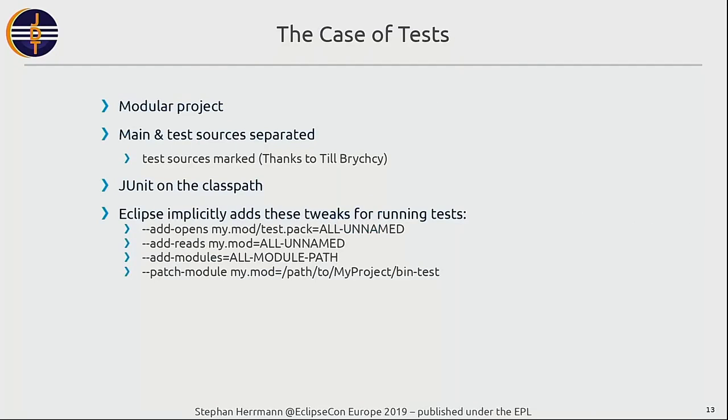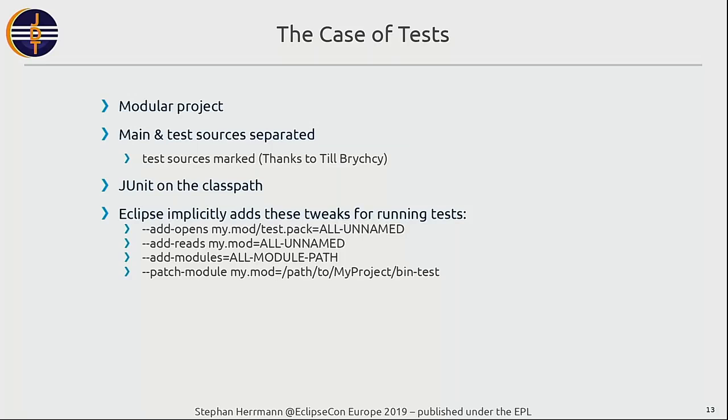My second example is test code. And that's a heavy-duty example here. Let's assume you're implementing a modular project and you want to separate the main sources from the test sources, and the test sources are marked.